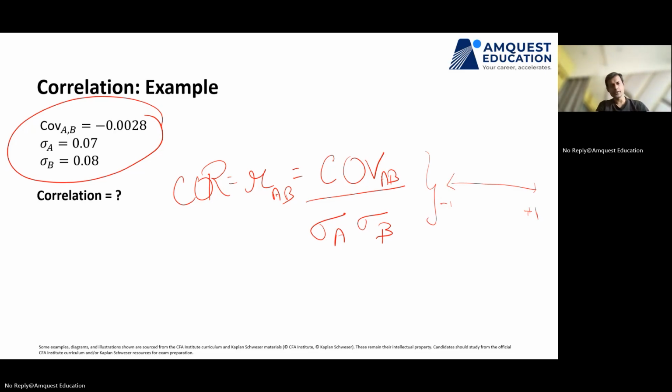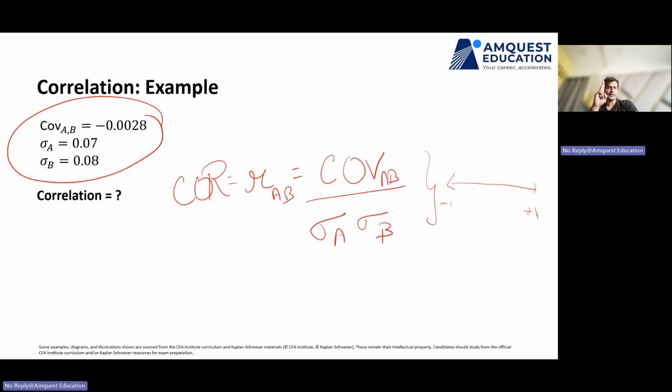-0.5. So I'm saying do minus 0.0028 divided by 0.07 into 0.08. What's the answer? -0.5. Well done. Now, minus 0.5. Okay? Minus 0.5. Tell me.